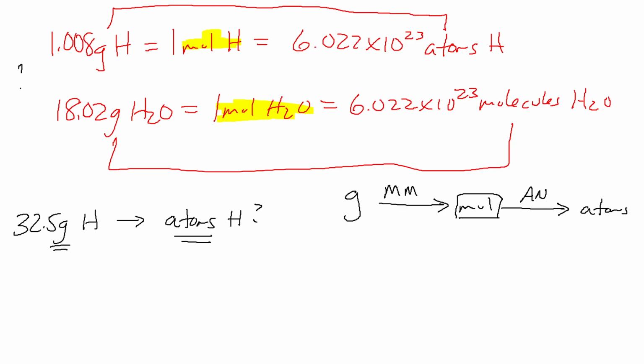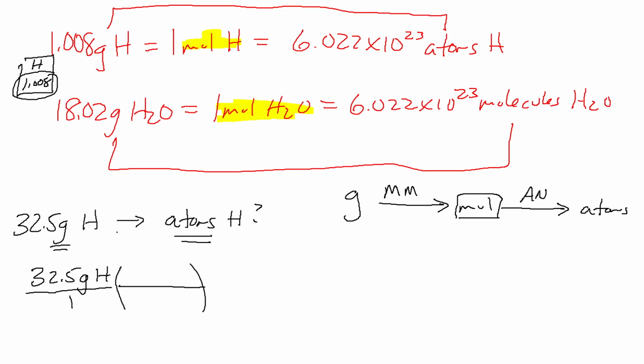So again, I would go to the periodic table, find my hydrogen, 1.008. That's my molar mass. We'll start my calculation, 32.5 grams of hydrogen. Again, we want to go opposite. So grams are up on top, which means 1.008 grams per mole of hydrogen. Again, that is from the periodic table, and that is this number right here. That number there is how many grams there are per mole.